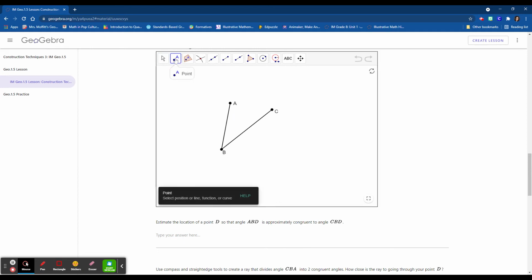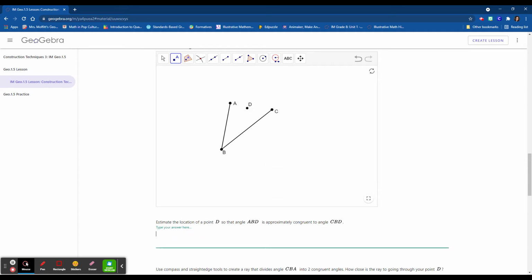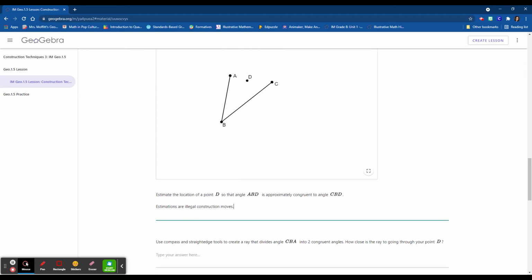This point is just going to be an estimation point, okay? So we're not really using it for anything. We're going to estimate approximately where you think the middle is. I don't know. It looks like maybe that's the middle. Wherever you estimate it, click on it, and it's going to label it point D. Okay, so estimations are illegal construction moves, right? We're not actually using this point for anything. We're just going to check and use our construction tools to see how close we were able to estimate where point D was supposed to go.